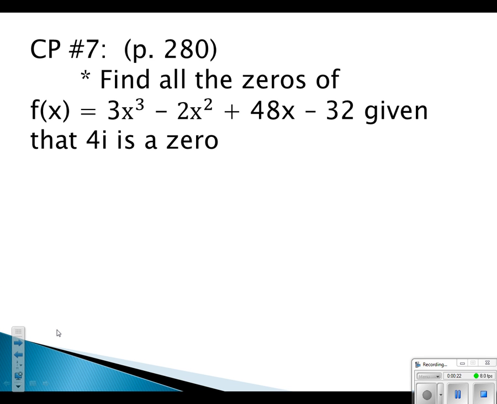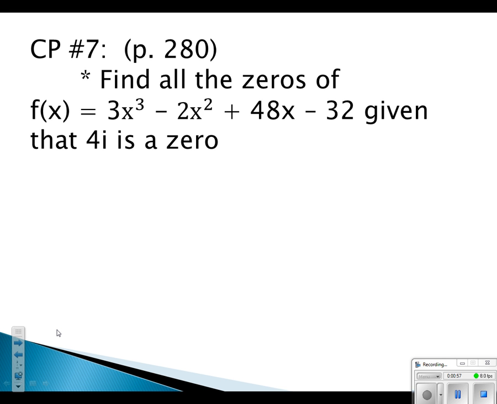So we're right about page 280. The last thing that we were talking about, we're finding polynomials back from known zeros and also working with complex zeros, and remembering that if a complex number is a zero of a function, its conjugate has to be a zero as well. So that's just a recap on what we last talked about with our previous lesson. So let's pick up with checkpoint number 7 on page 280 and do just another practice.